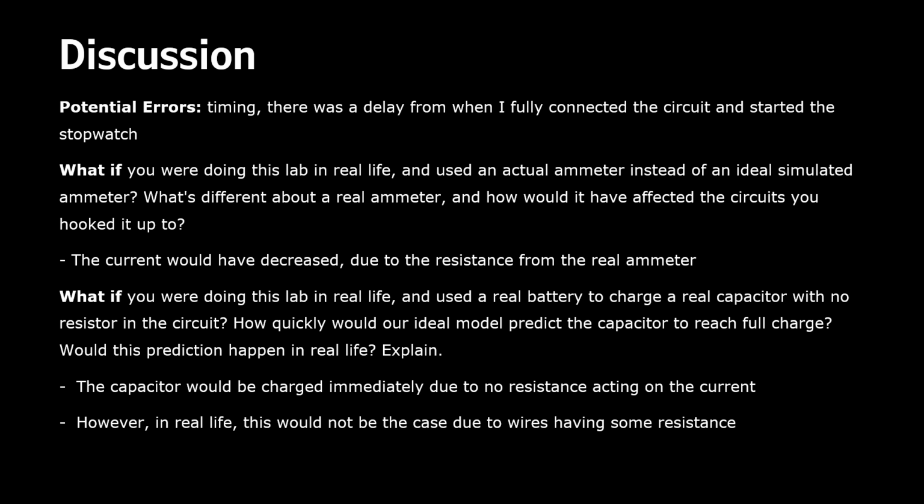What if you were doing the lab in real life and used an actual ammeter instead of the ideal simulated one? What's the difference between a real one and the simulated one? How would it affect things? The current would have decreased slightly just because of the resistance of a real ammeter. In the online lab, it didn't have that, but in real life, it would have a resistance.